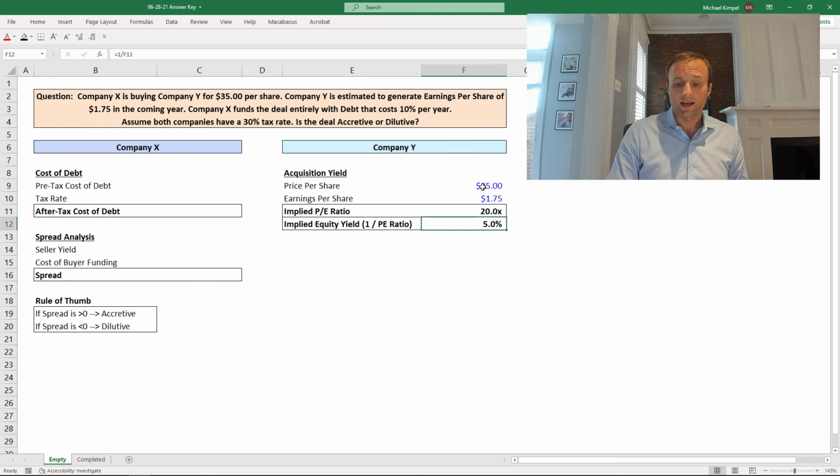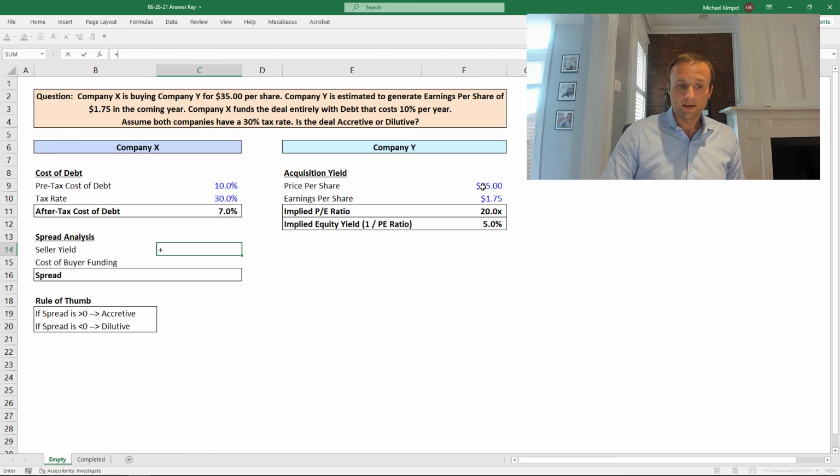Now, on the other side, this deal is being funded with debt that has a cost of 10% per year. But remember that the true cost of debt is the after-tax cost of debt, because the interest on debt, I should say, is tax deductible. So we plug in the 30% tax rate here and we say the true cost of this company's debt is 10% times 1 minus the 30% tax rate, or 7%. So in short, the cost of funding for the deal is 7%, and the yield that we're going to get on this investment is 5%. So let's work through whether or not this will be accretive or dilutive.